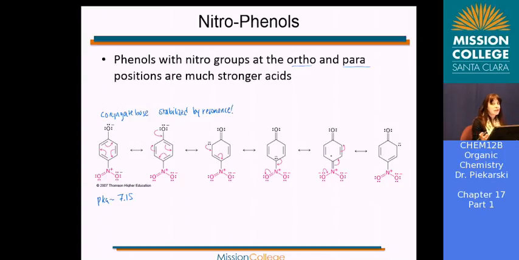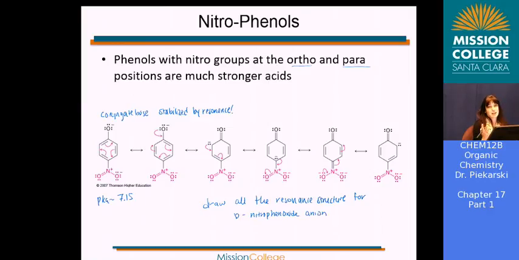You can see here the phenoxide anion only has about 5 resonance structures. We have 1, 2, 3, 4, 5, 6 resonance structures. It makes it more stable. And I challenge you to draw all the resonance structures. You can always ask me in class to check your work for the ortho nitrophenol or the nitrophenoxide anion.